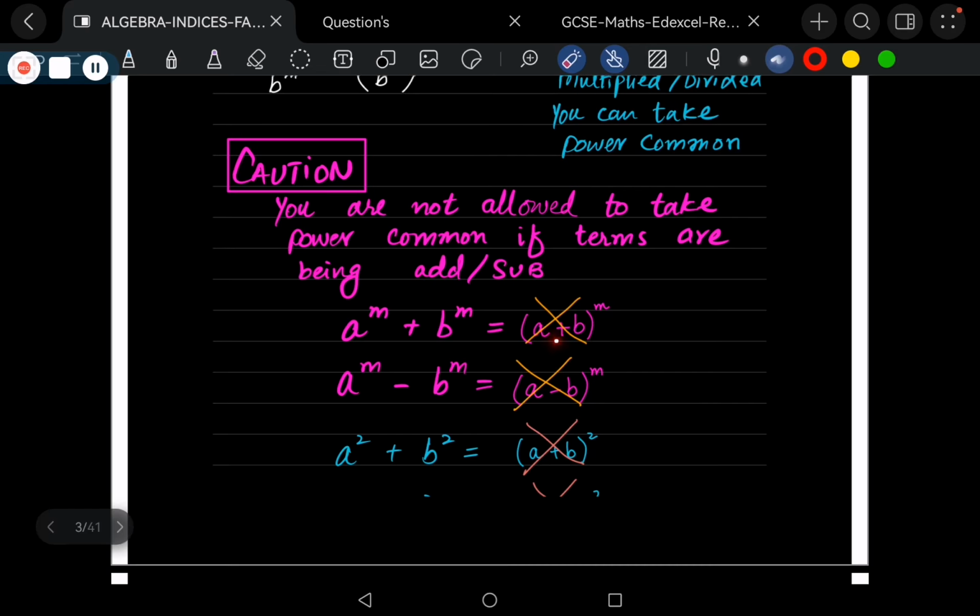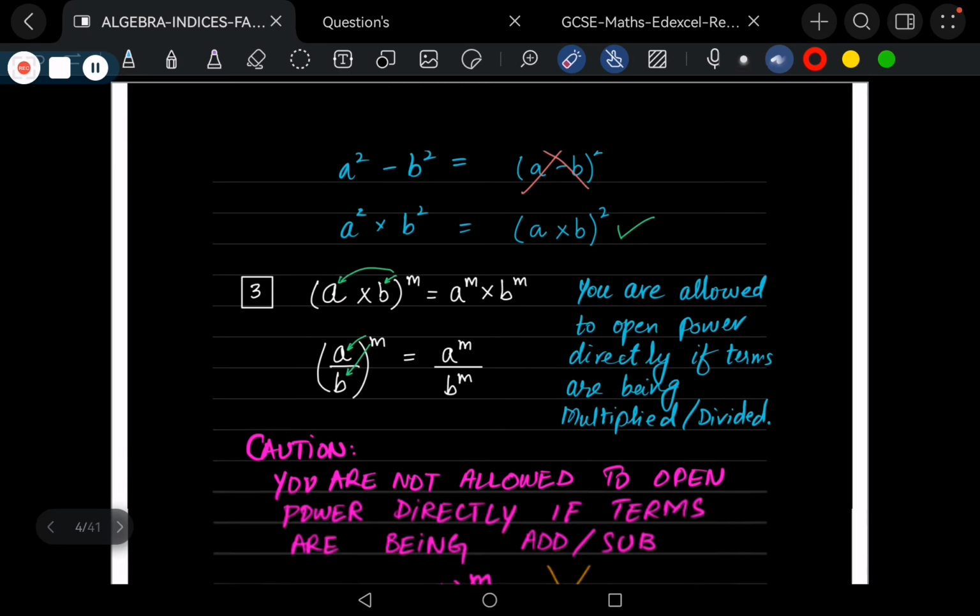Make sense? It means that for addition and subtraction, you are not allowed to separate out the power inside the brackets like we did in multiplication and division. Okay.